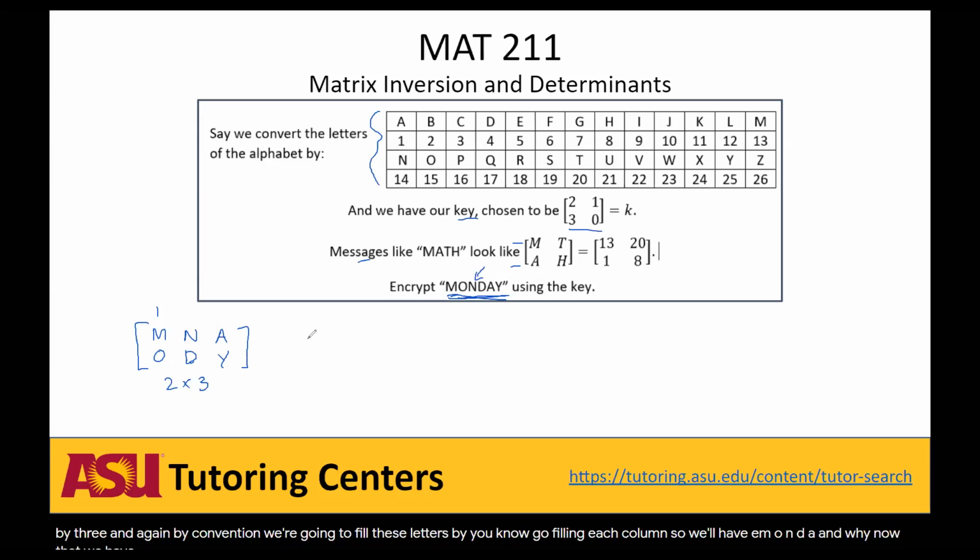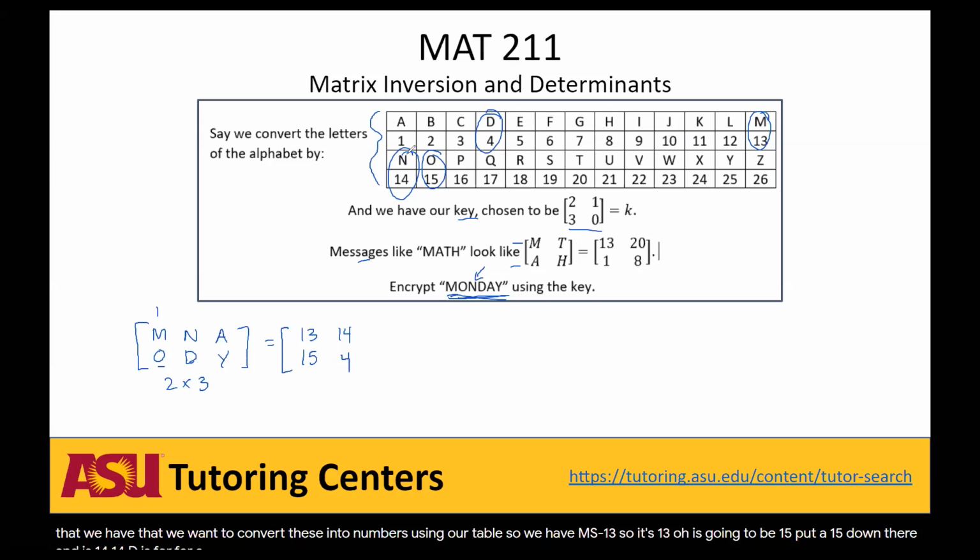Now that we have that, we want to convert these into numbers using our table. So M is 13, O is going to be 15, N is 14, D is 4, A is 1, and Y is 25.